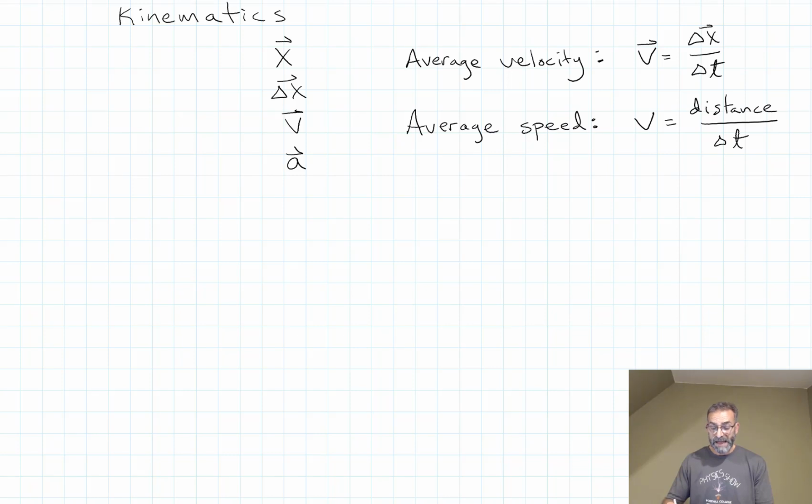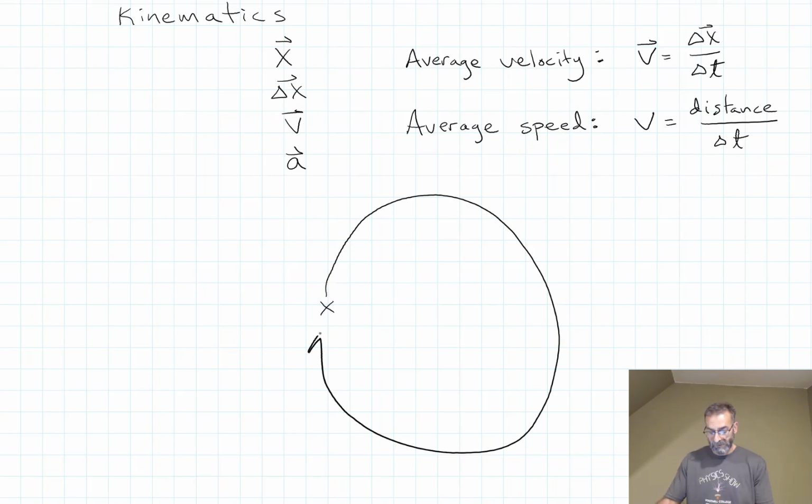Let's take a simple example where you just run the perimeter of a circle. You start here. You run a circular path and you end up right back where you started. What's the distance you traveled? Well, the distance is 2 pi r, the radius of the circle.